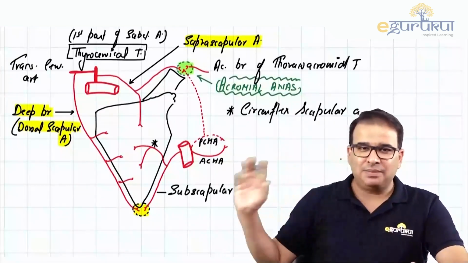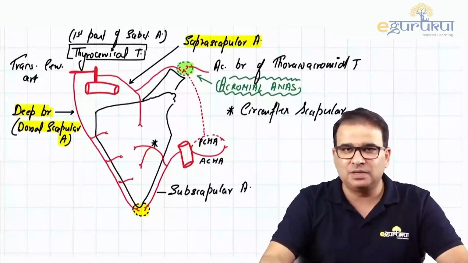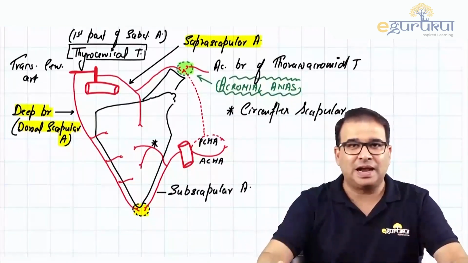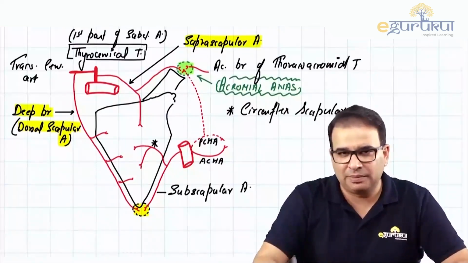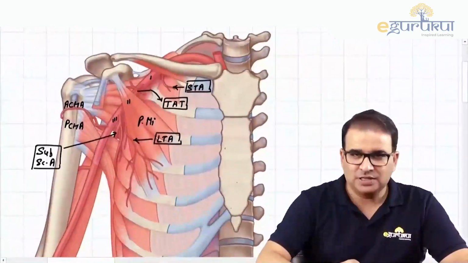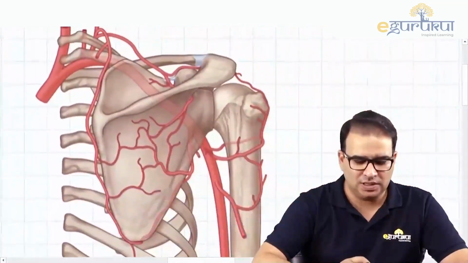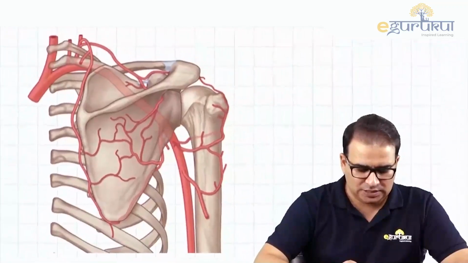Now time to see the same anastomosis in one of the atlas images. It's always good to keep looking into this atlas image so that later on, when you see the cadaveric picture, you can easily correlate them. Let me take you to that. So we already saw these branches of the axillary artery, guys. Now I'm taking you to this picture showing the anastomosis around the scapula.